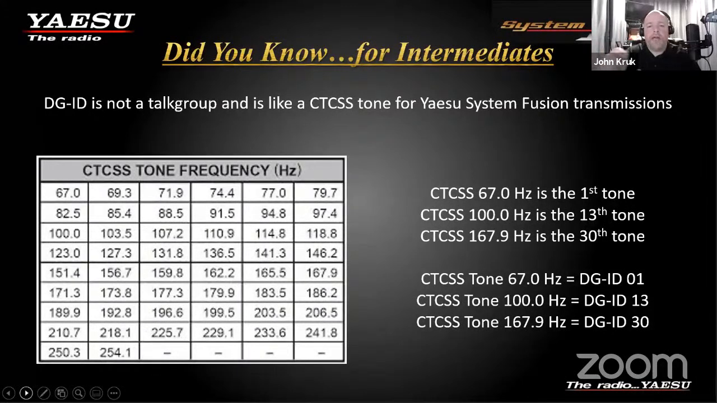So if 67 hertz is the first CTCSS tone, I'm going to say I'm using DGID 1. If you're using 100 hertz, that's the 13th tone, so use DGID 13, and et cetera, et cetera. Now, you're going to say, John, there's not 99 CTCSS tones. That's correct, there's not. So what that allows you to do as the user is, when you need to select other DGIDs for other purposes, you have that flexibility. And I will explain how that comes into play in a little bit here.